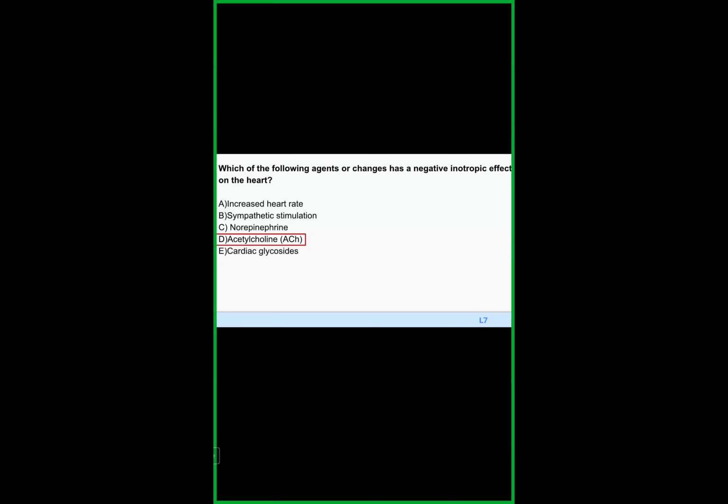The other answer choices, like an increased heart rate: naturally, if you have an increased heart rate, you'd have more contraction. Sympathetic stimulation is the opposite of acetylcholine release, because sympathetic is fight or flight, so you're increasing your heart rate and increasing contractility. Norepinephrine is a molecule released by sympathetic stimulation, and again, it also increases contractility. The last one, cardiac glycosides, is a compound used to treat heart conditions, and this also increases contractility. So all the other answer choices increase contractility except for ACh, which is released by the parasympathetic nervous system.